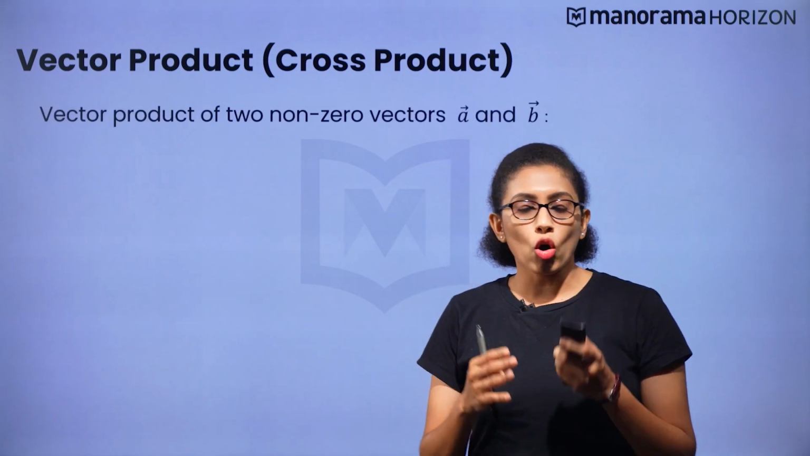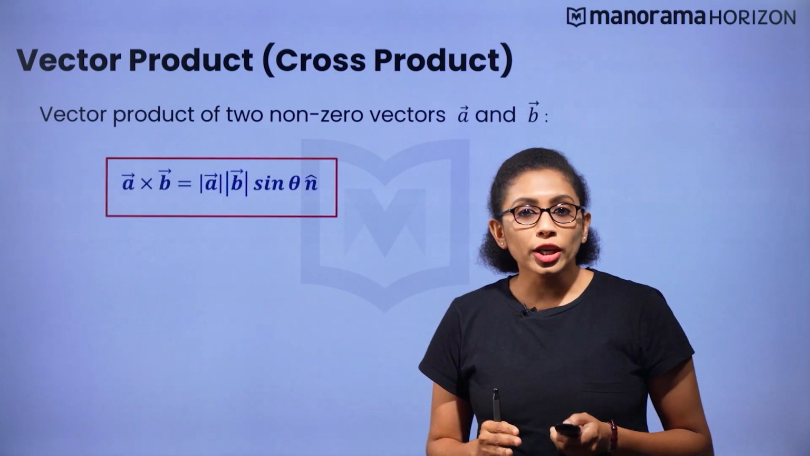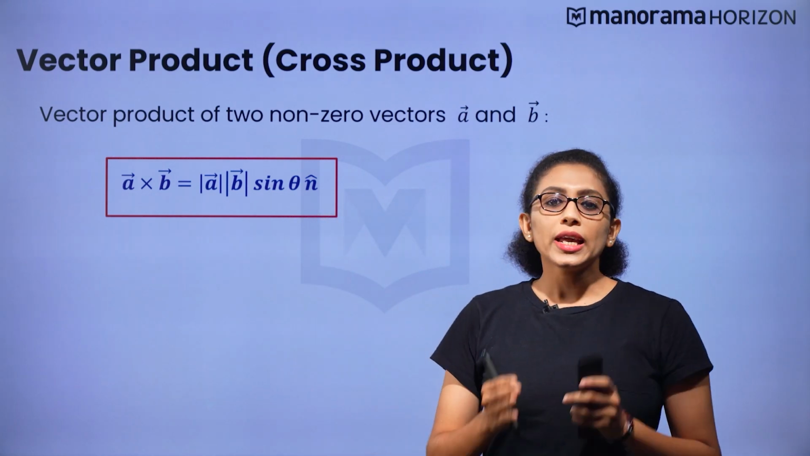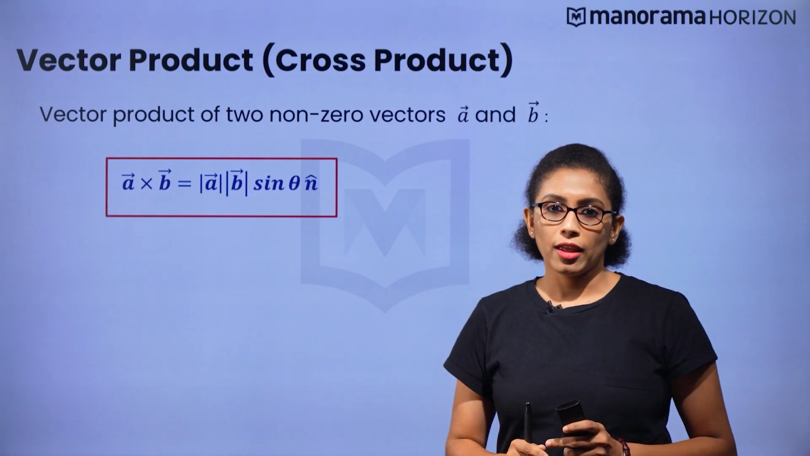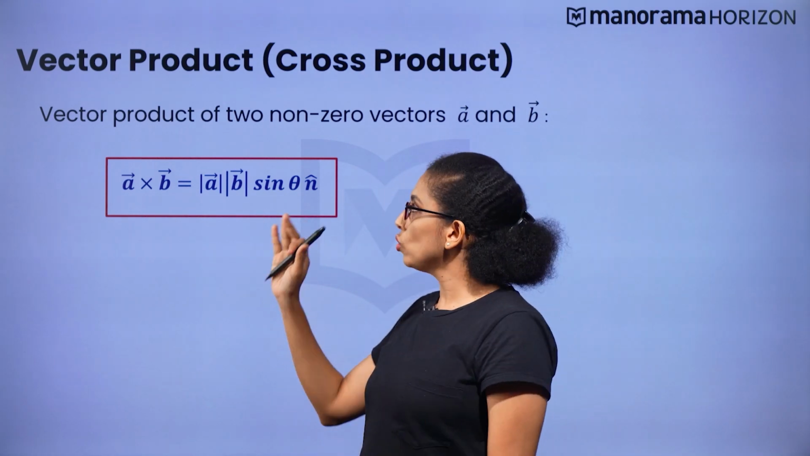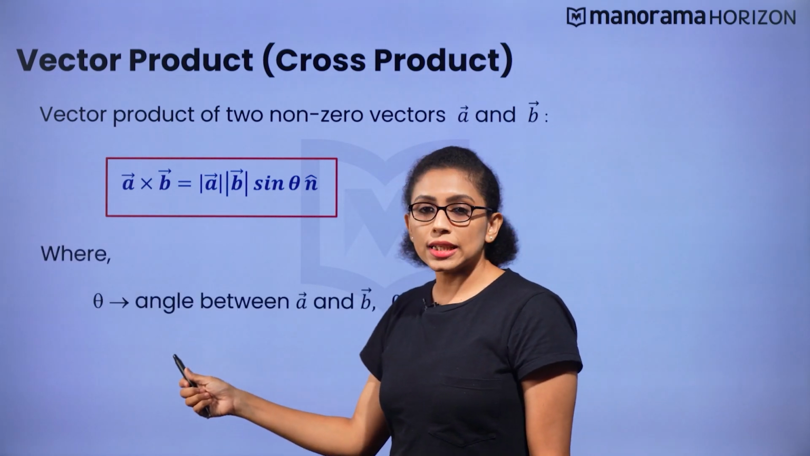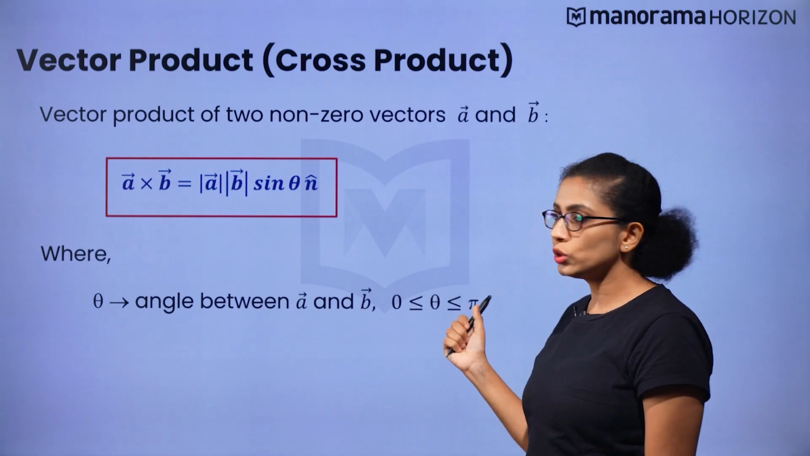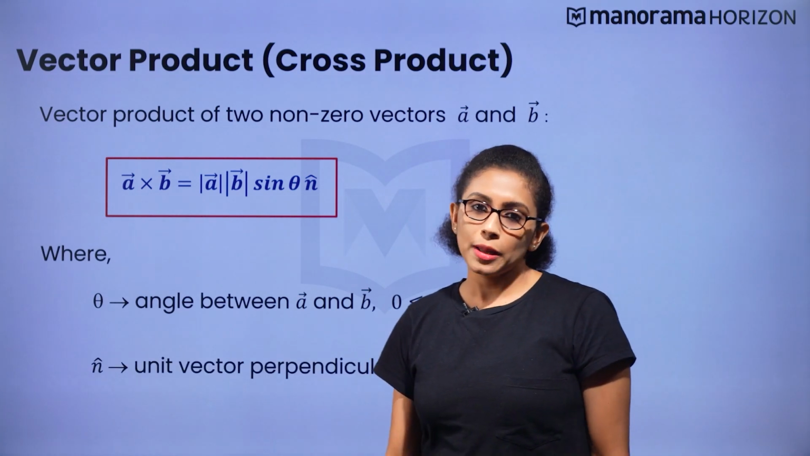For any two non-zero vectors A and B, the cross product is defined as the product of the magnitudes of vector A and vector B, the sine of the angle between A and B, and a unit vector n. And here, as you can see, cross is the operational symbol which we use for the vector product. What is this theta? Theta is the angle between A and B, which ranges from 0 to pi. And n is the unit vector perpendicular to both A and B.